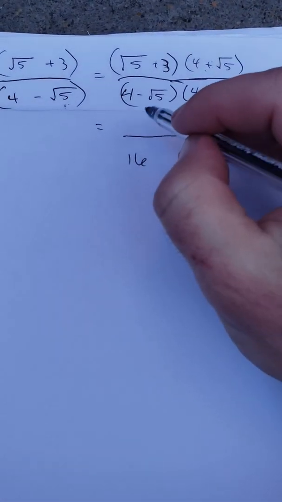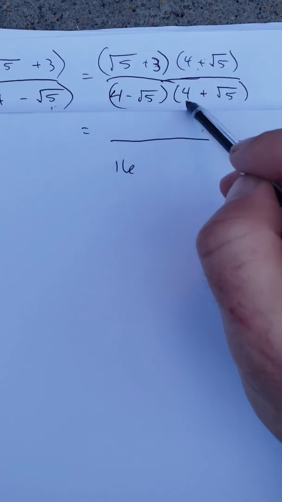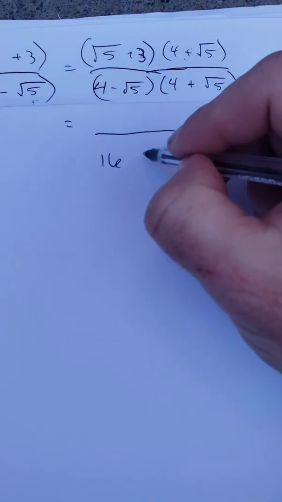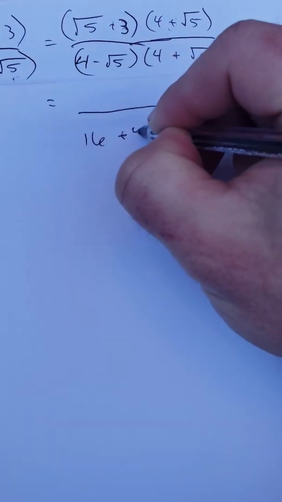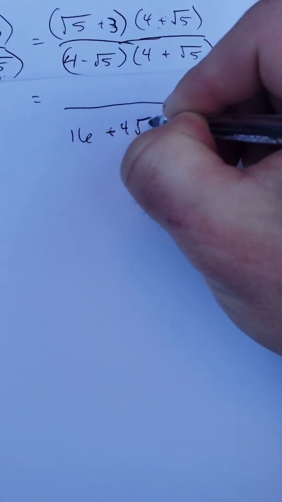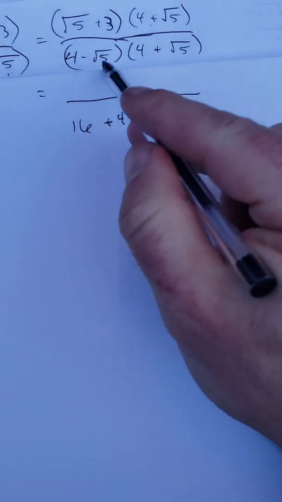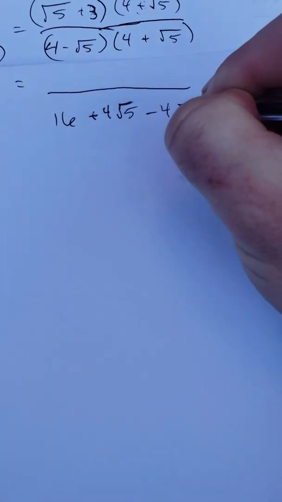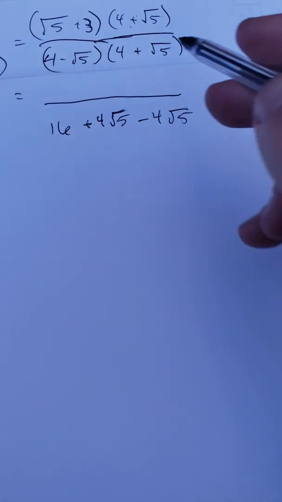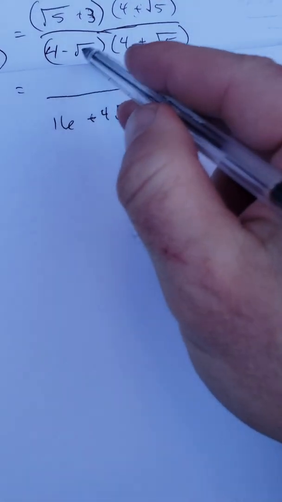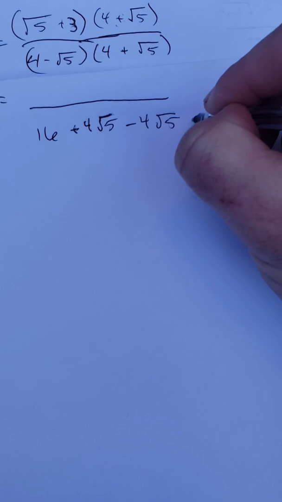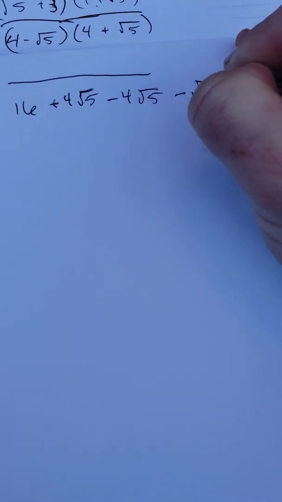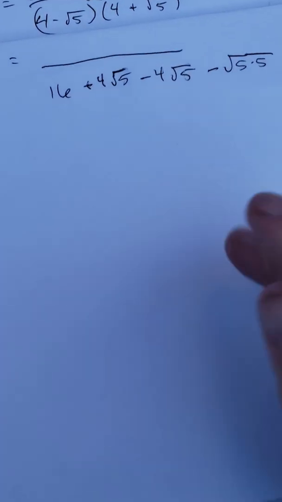Okay, so 16. We have 4 times 4, 16. 4 times positive square root 5. So we have plus 4 square root 5. Negative square root 5 times 4, so minus 4 square root 5. Okay, and then negative square root 5 and positive square root 5 gives us negative square root 5 times 5.